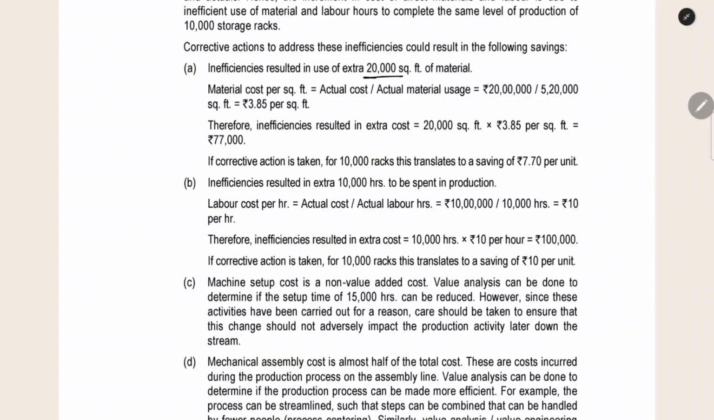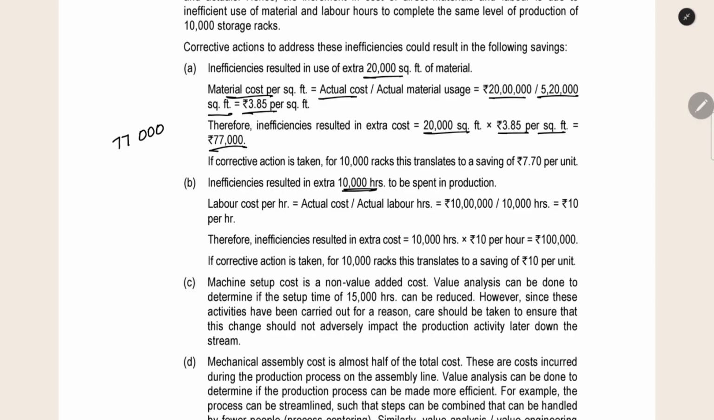For the extra 20,000 square feet and extra 10,000 hours, we have to calculate the cost being incurred. Material cost per square feet: the total cost we are incurring is 20 lakh for 5 lakh 20,000 square feet of actual usage. We are getting the cost as 3.85 rupees per square feet. Now, for 20,000 extra, how much cost did we incur additionally? 20,000 square feet into 3.85 per square feet. Total will come to 77,000. This is the extra cost due to the unwanted extra usage of material.